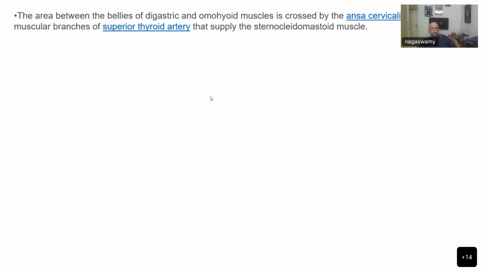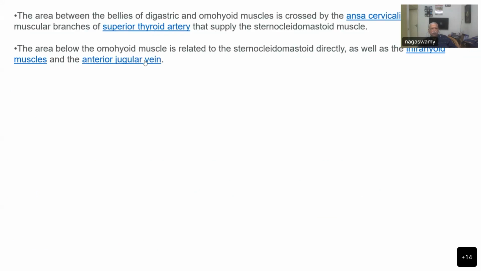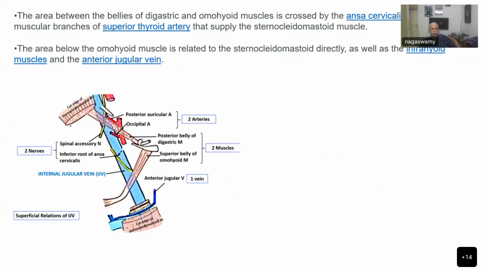Now, the area between the bellies of digastric and omohyoid muscles is crossed by ansa cervicalis and the muscular branches of the superior thyroid artery that supply the sternocleidomastoid muscles. The area below the omohyoid is related to the sternocleidomastoid directly, as well as infrahyoid muscles and anterior jugular vein. So this is the picture to show that.